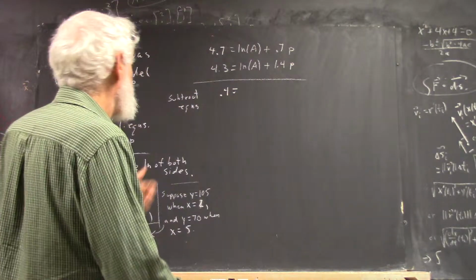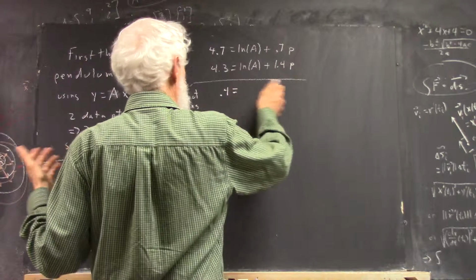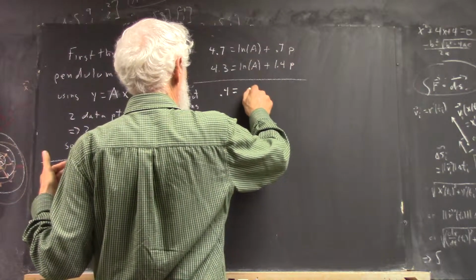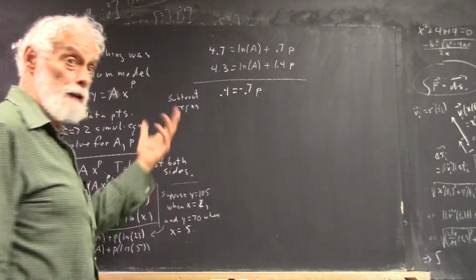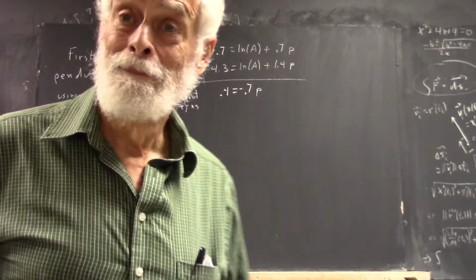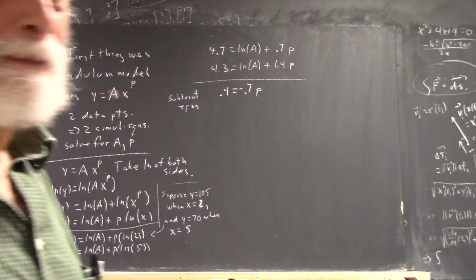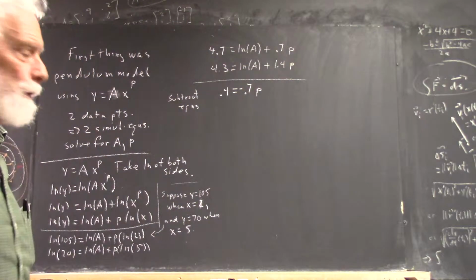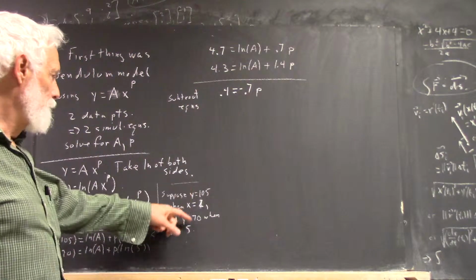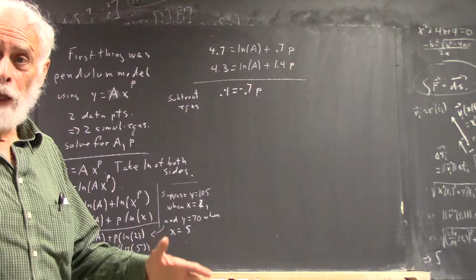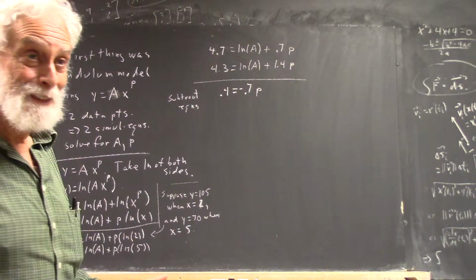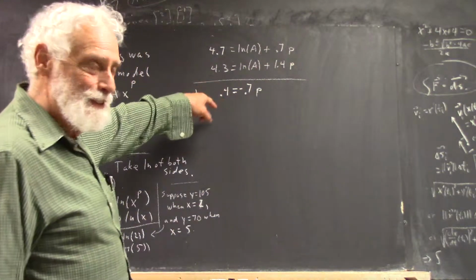Okay? And it's just reviewing how you solve a system of linear equations, which you need to be pretty good at. So we have negative 0.7p. This is actually going to work out pretty well. So either my estimates must have been pretty good, or my choice of points must have been pretty good, or they were both pretty bad and I just lucked out. Okay? I don't know. Have to check it out.